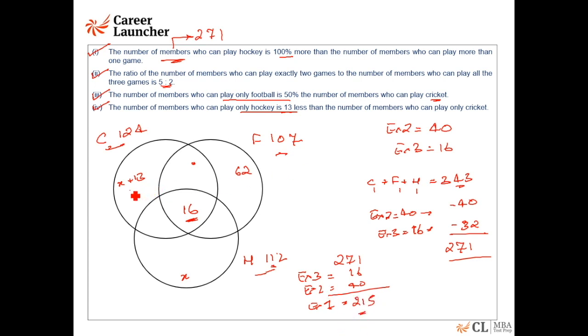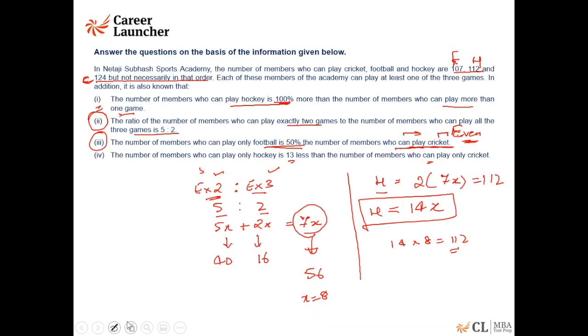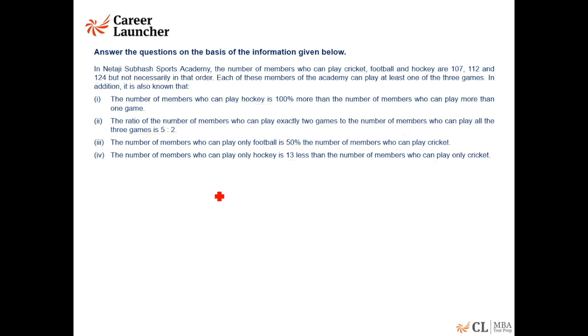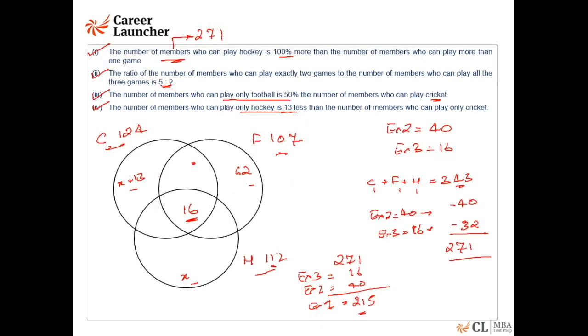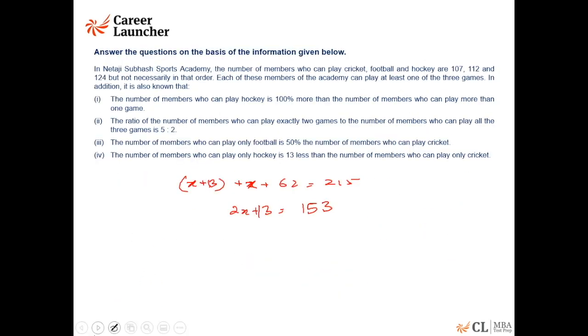What does that tell us? x plus 13 plus x plus 62 should be 215. I'll just erase this stuff. x plus 13 plus x plus 62 should be equal to 215. Or 2x plus 75 will become 215. Sorry, x plus 13. So I'm sorry, this is x plus 13 now? Yeah, that's x plus 13.